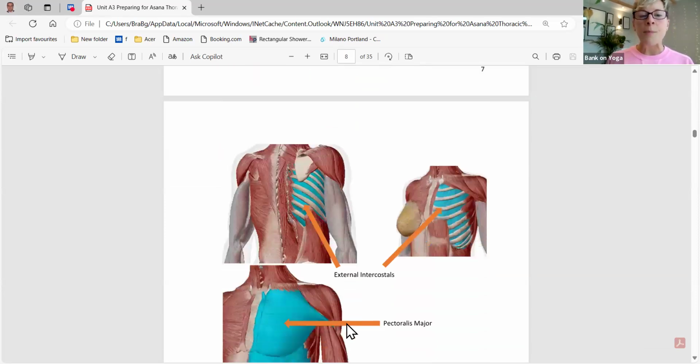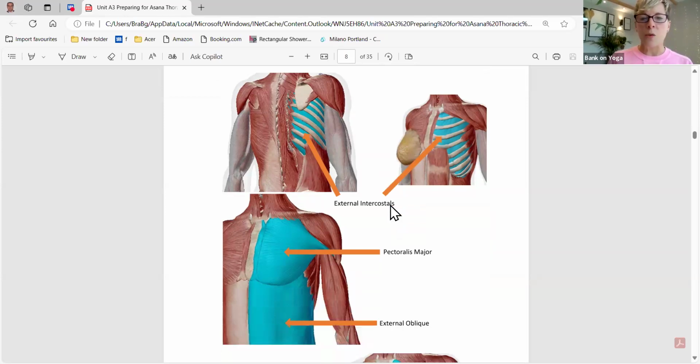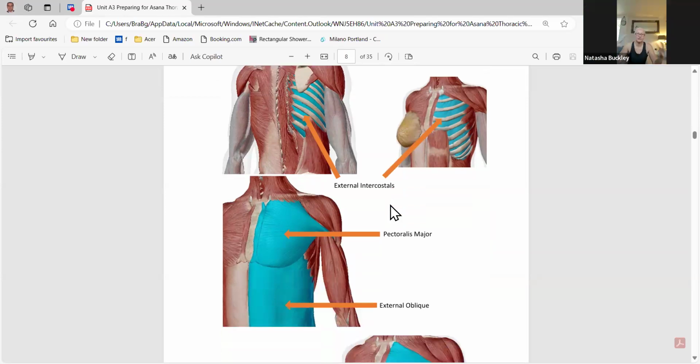There'll be a video. And then we start to look at some of the muscles that sit within the thoracic spine. On this first image, you've got the external intercostals, and they sit within the rib cage. So they sit just inside all of the ribs, front and back. You can see here that I've taken the posterior view and the anterior view. They sit underneath the ribs and the ribs sit on top of them.